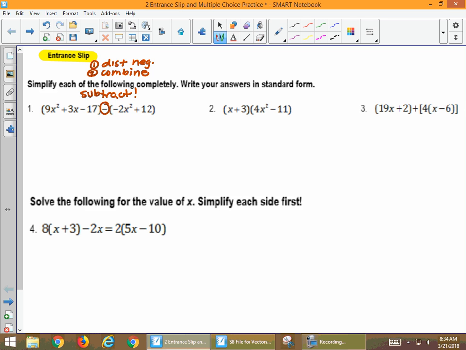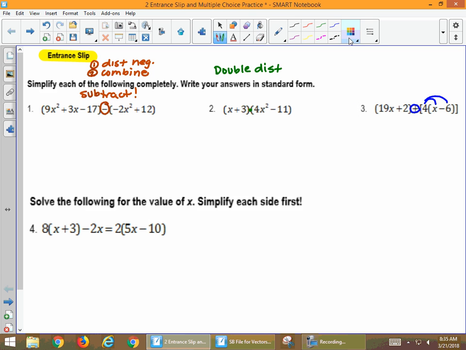Okay? What's number 2? What kind of problem is number 2? Add, subtract, multiply. It's a multiplication problem, so that is a double distribute. Double distribute, then combine. What kind of problem is this one right here? Add. You have to distribute that guy and then add. Okay? So now let's go through these problems together.